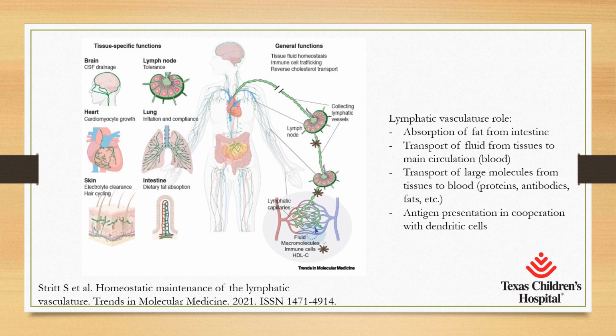But outside of that, they transport the fluid from the tissues to the main circulation, so back into the blood, back into the mainstream. They transport large molecules from the tissues back to the blood, again, proteins, antibodies, fat, etc. And then they also function as an important step in the antigen presentation in cooperation with the dendritic cells.